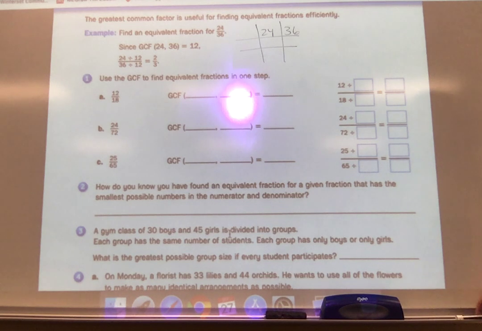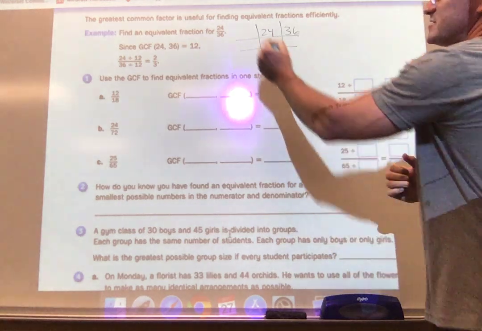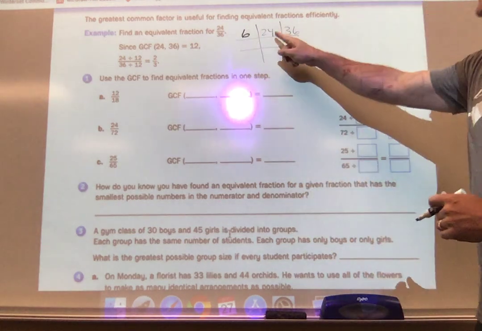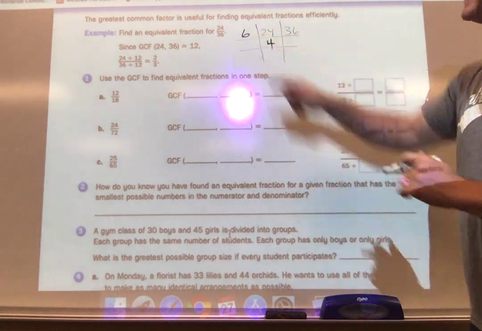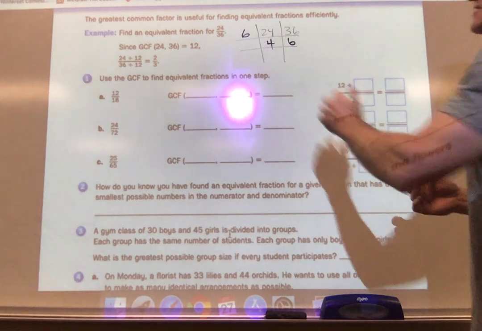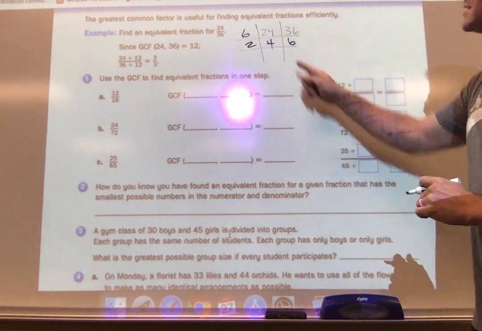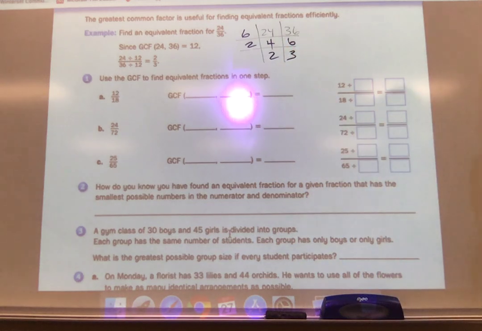And a lot of times you can use 2 because these are both even, but if you can come up with a larger one first, you can get this in less steps. For example, I know both of these can divide by 6, so I'm going to start with that. And I know 24 divided by 6 is 4, and 36 divided by 6 is 6. So I'm still left with a 4 and a 6, and I know those are not relatively prime yet because I know they're both even. They can both divide by 2. So 4 divided by 2 is 2, and 6 divided by 2 is 3. And now I know I'm done because 2 and 3 are relatively prime.